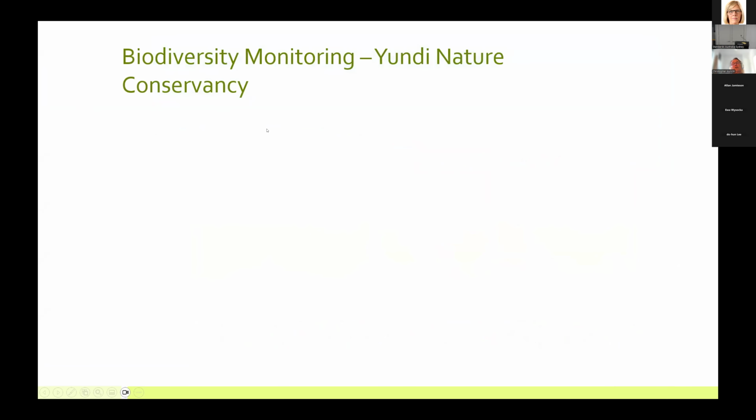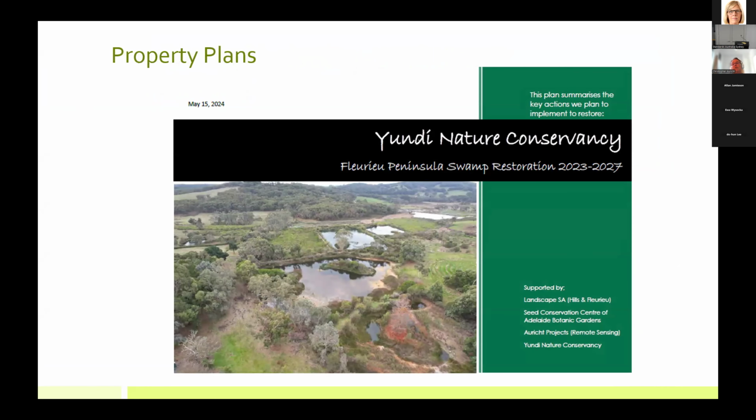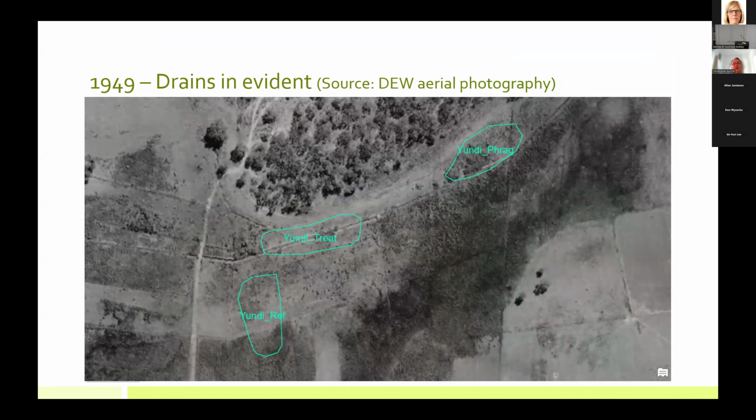Moving across to the biodiversity, where we've been spending a lot of time looking at this down at a fairly fine scale, and I'm talking 1 or 2 Landsat pixels at the lowest common denominator. This is a site in the Fleurieu Peninsula. This place is called Yundi Nature Conservancy. We're working with a landholder there. This was the site on peat swamps.